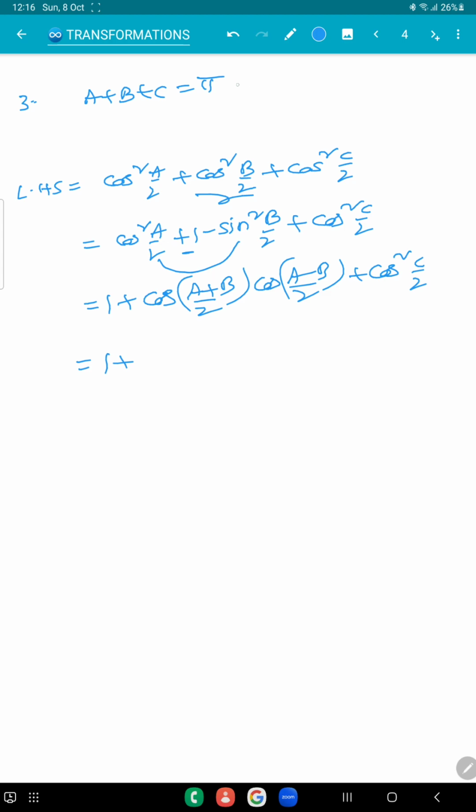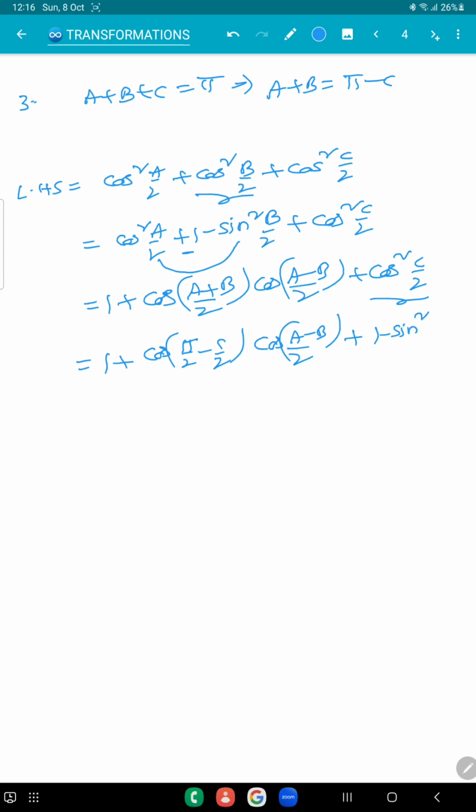1 plus, again from this one, a plus b is equal to pi minus c. So cos (a plus b) by 2 means cos of (pi by 2 minus c by 2). So cos (pi by 2 minus c by 2) becomes sin c by 2. So this should be written in terms of sine. So this is 1 minus 2 sine square c by 2. 1 is added to this one, so it becomes 2 plus, cos (pi by 2 minus theta) is sin c by 2, cos of (a minus b) by 2 minus sine square c by 2.